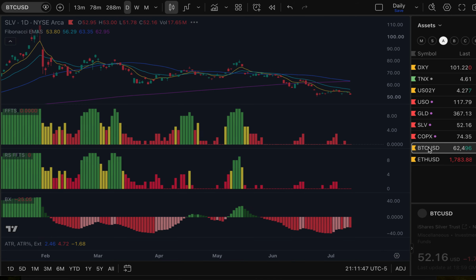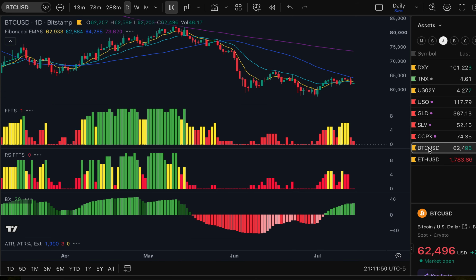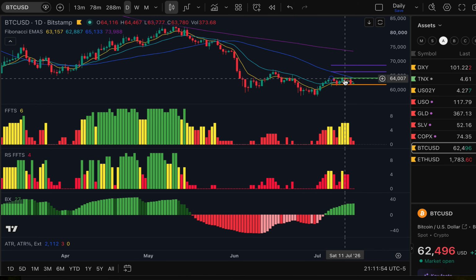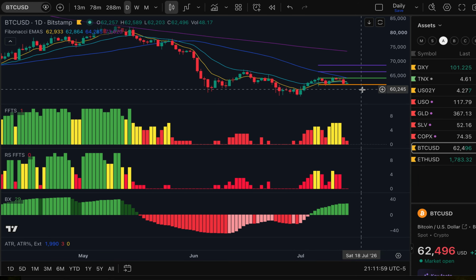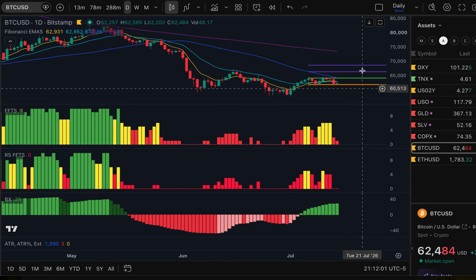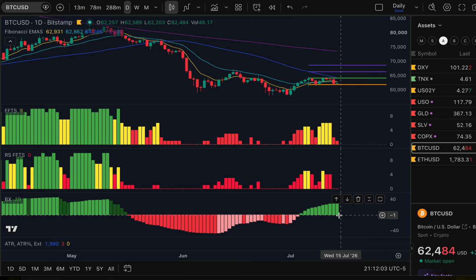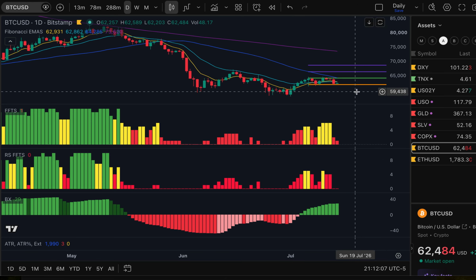And then Bitcoin. Bitcoin had been in a pretty bad downtrend for most of the year, but it has recently started to increase momentum, and so I do have a small position in Bitcoin, where I'm just playing the momentum.